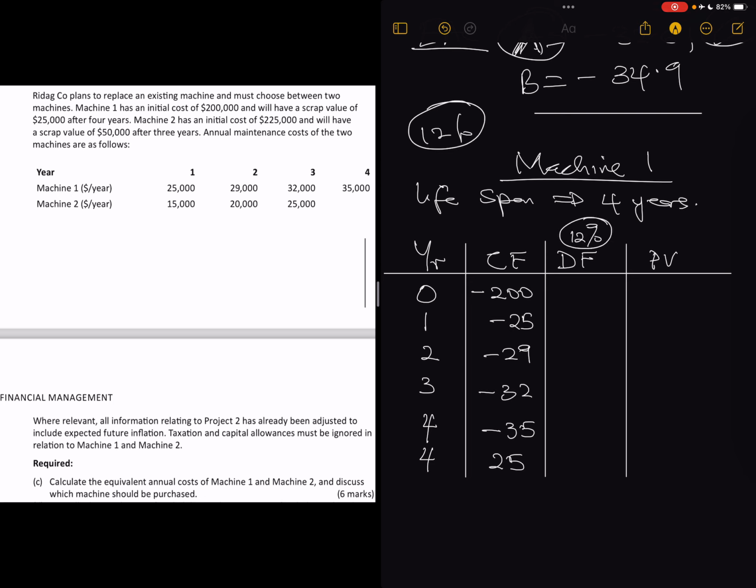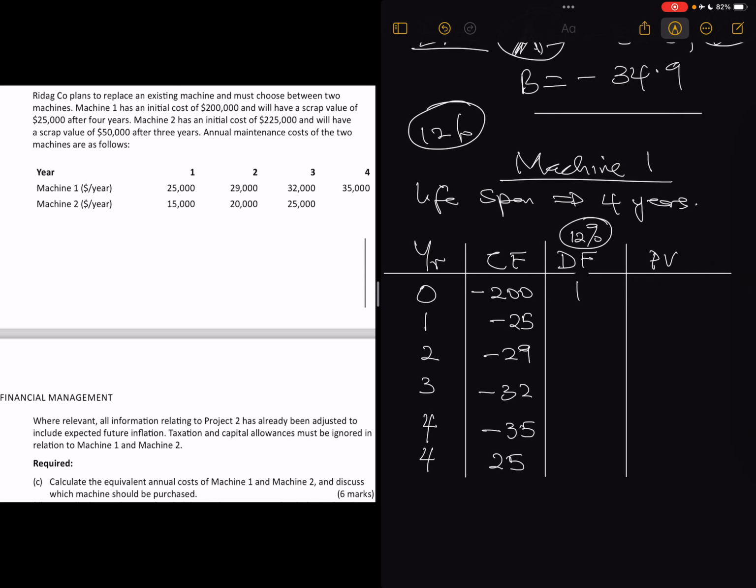12%. Yeah, so we use 12%. At year 0, wherever the percentage, remember year 0 always has a discount factor of 1, because the cash flow is happening now, so there's nothing to discount. So we're not discounting it. We'll take 100% of the cash flow, and that is why the discount factor remains 1 for year 0.